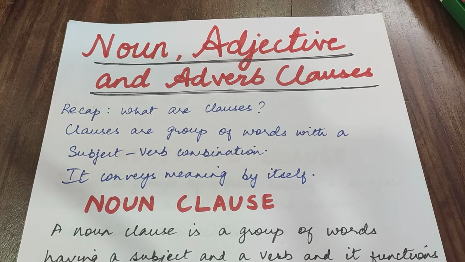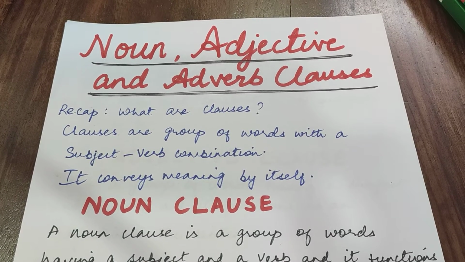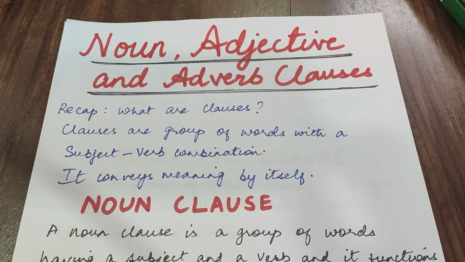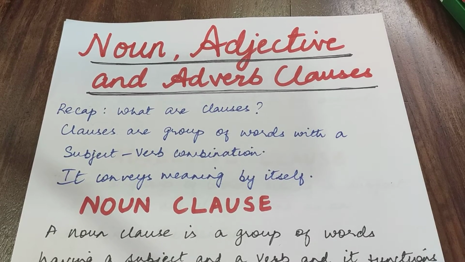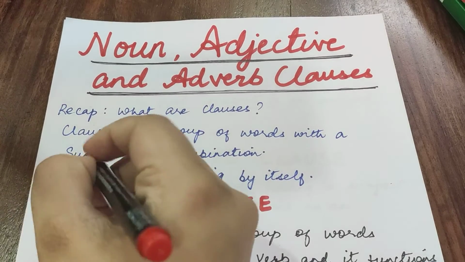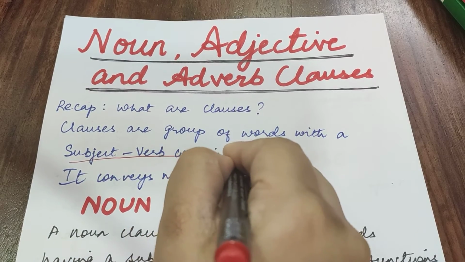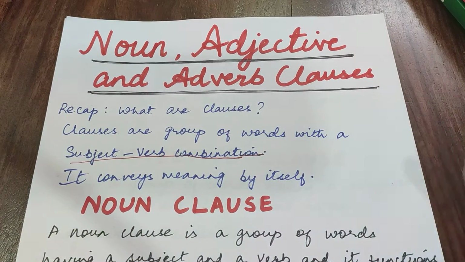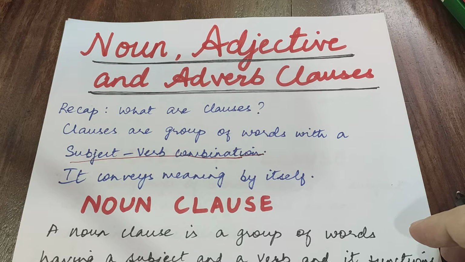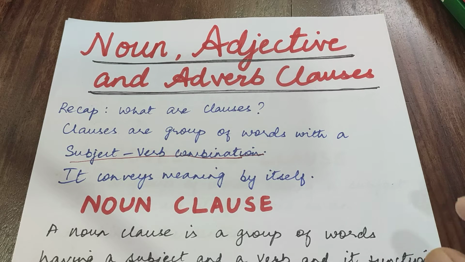Let us recap what clauses are. We have learned previously that clauses are groups of words that have a subject and a verb combination, and it conveys meaning by itself. The independent clause gives complete meaning and is not dependent on any other words to give it sense. And the dependent clause is dependent on the main clause to give it some meaning.